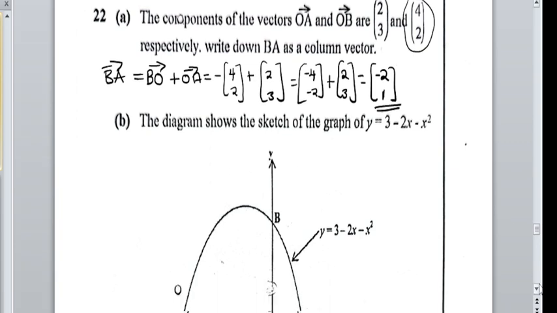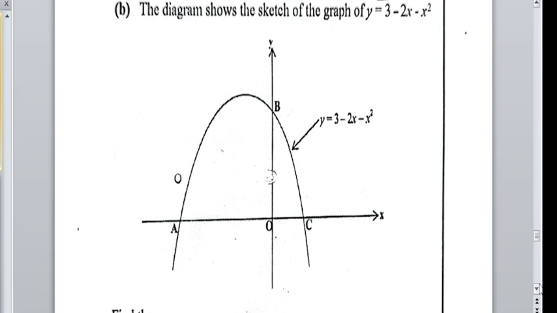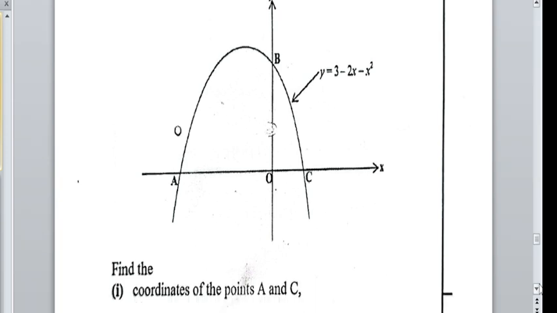Then we proceed to part B. The diagram shows the sketch of the graph y is equal to 3 minus 2x minus x squared. Okay, that's the sketch of this graph. Then what do they want us to find? They want us to find, number 1, Roman numeral 1, coordinates of the points A and C. So this is A here, this is C here.